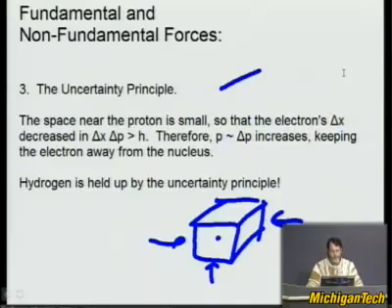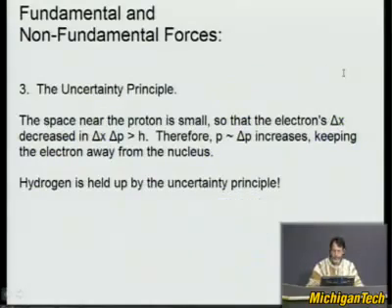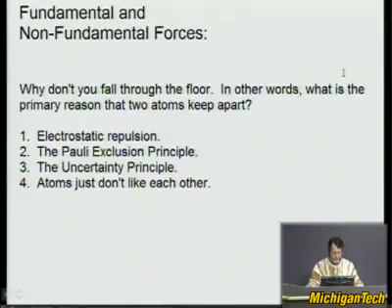This is strange. I am a physicist, and I find it strange that the uncertainty principle can generate a force. And this force balances the electrostatic force between the proton and the electron and creates the bound state of a hydrogen atom, for instance. So hydrogen is held up by the uncertainty principle. At the end of this lecture, we'll get to a little bit more about squishing electrons and such.